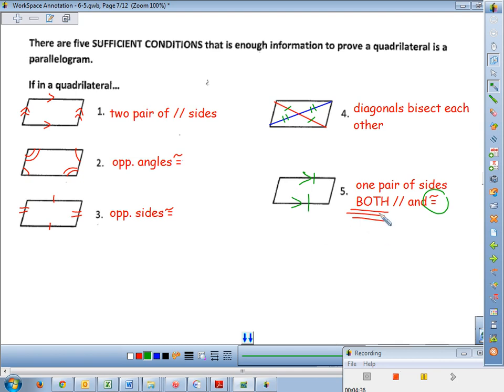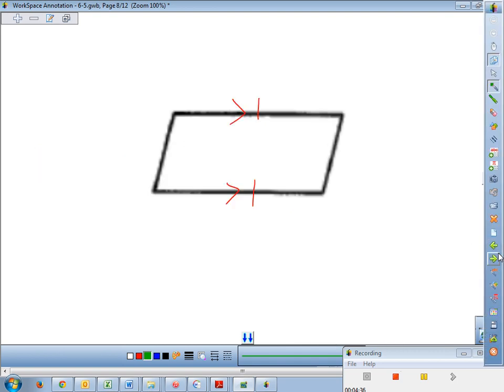If you have one pair of sides where the tick marks and the arrows are on the same set of sides, that has to be a parallelogram. Why would that have to be a parallelogram? Well, let's do some pretending. Let's pretend that I had that in the picture, which is just one of the diagonals. Cool? I want to prove that that's a parallelogram, given this information.